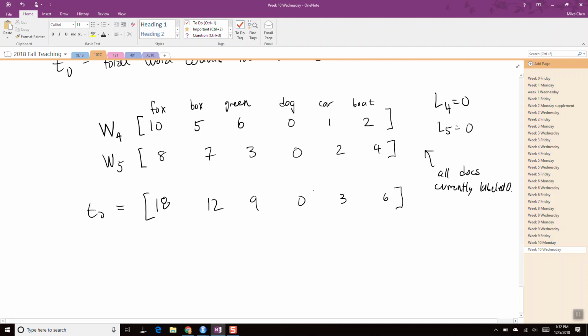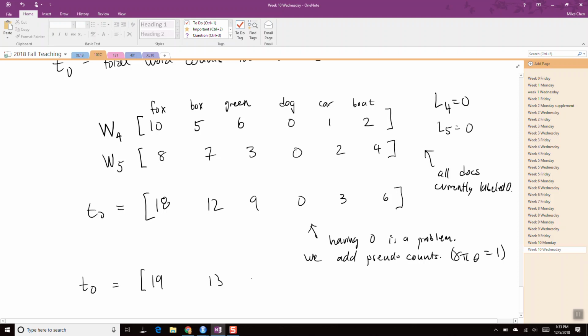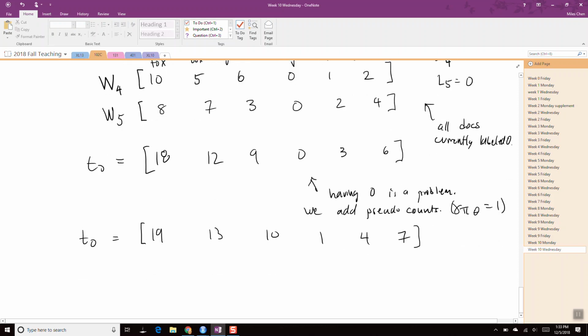However, having a 0 in your counts is a problem. So we add our pseudo counts. I think I just have gamma theta equal to 1, so we just add 1. So T0 becomes 19, 13, 10, 1, 4, 7. So we add pseudo counts. We just add 1 to every cell. And then we use this.